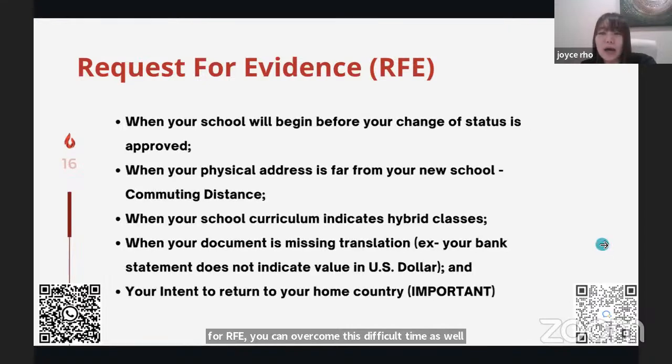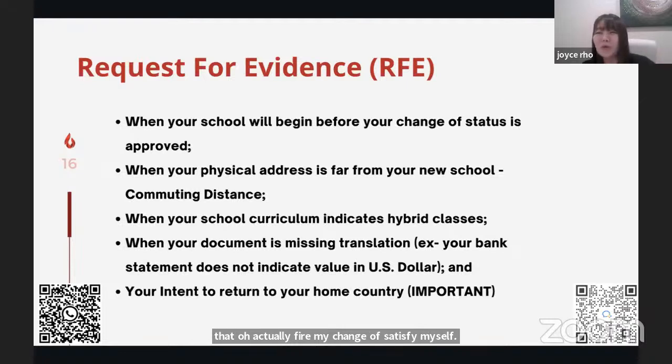So next page, I jot down like 5 things. The requests found in an RFE letter are very diverse, depending on the case or who the officer of your case is. So I cannot really include everything, but recently I thought that some questions are quite repeating. Those questions come up when a new client visits my law office and says, oh, I actually filed my change of status by myself. I thought it was good, but I got the RFE, and what can I do?